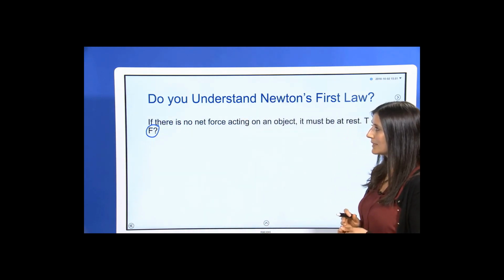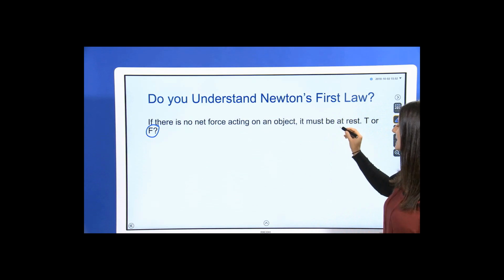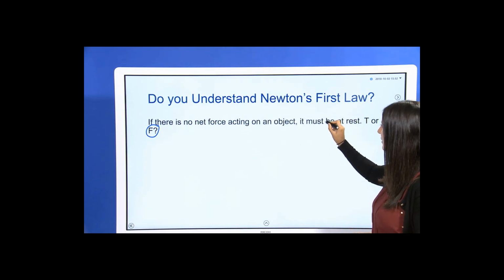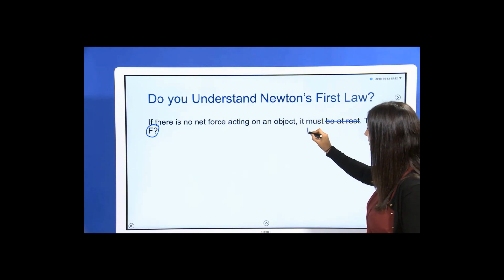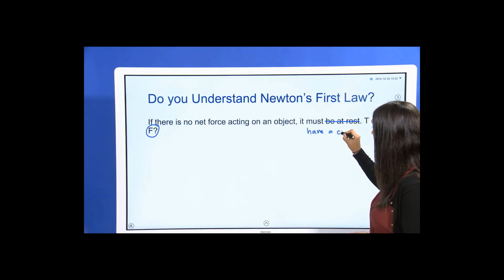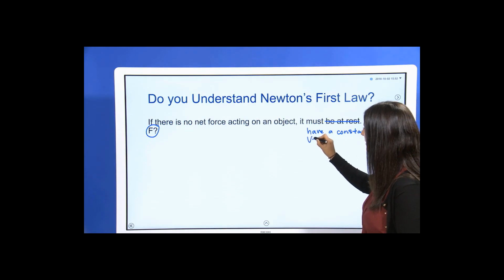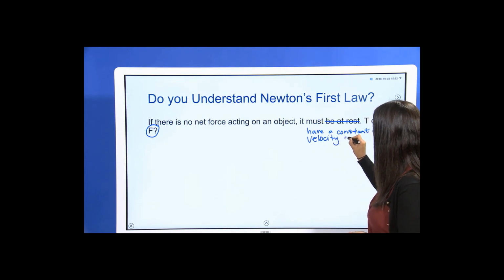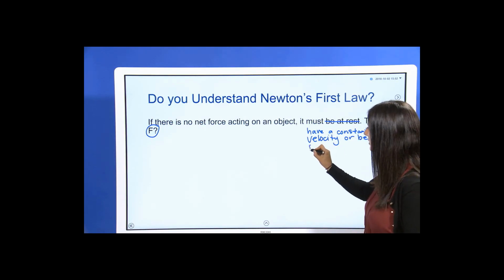Let's correct the statement. If there is no net force acting on an object, it must have a constant velocity, or be at rest.